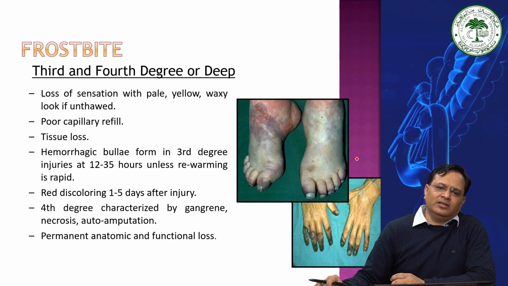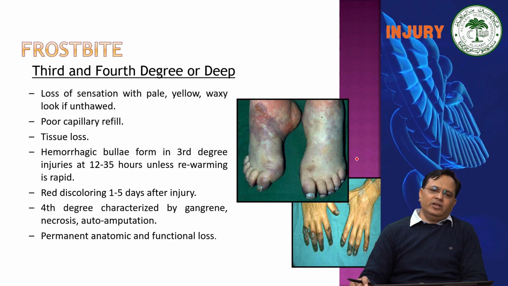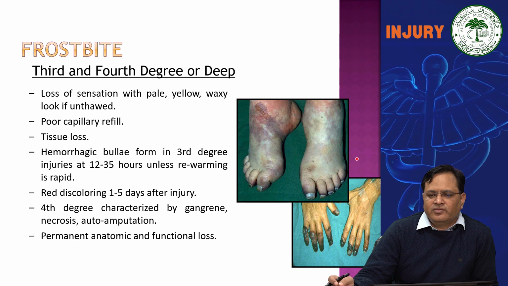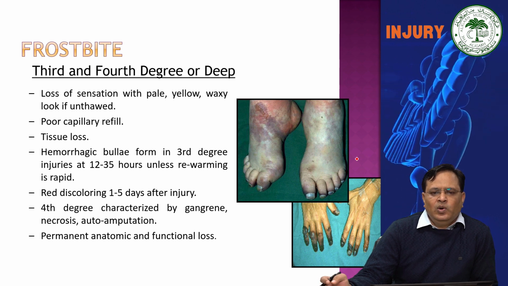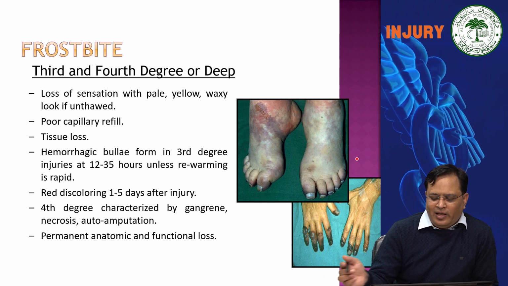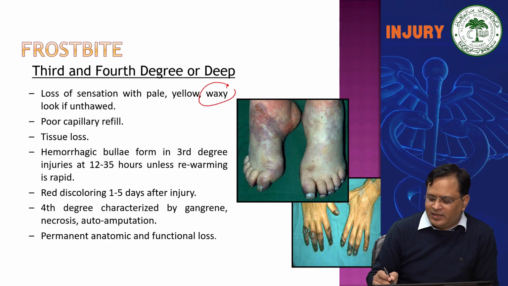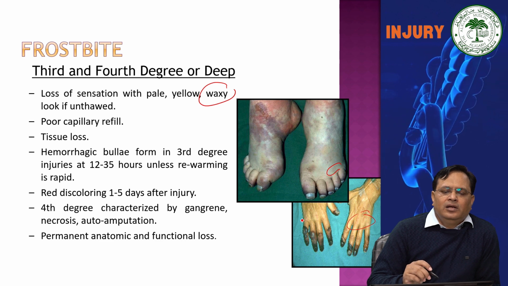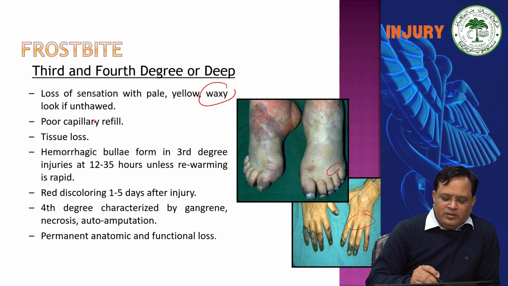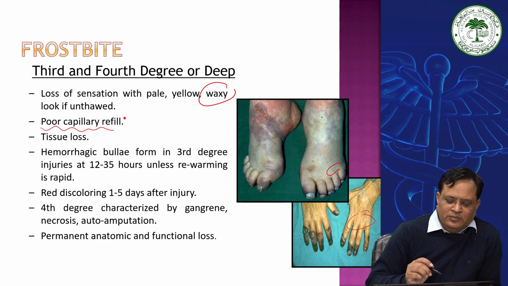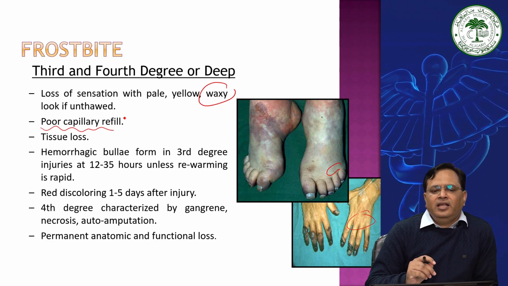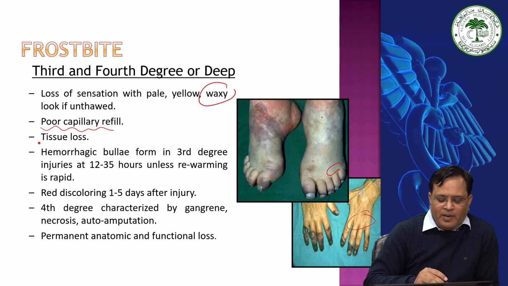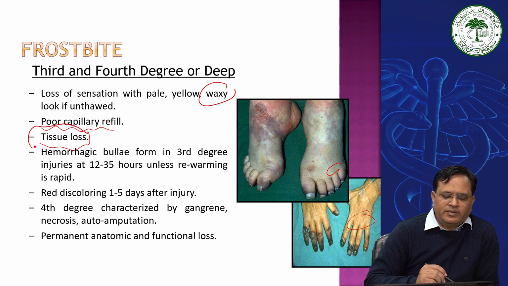We will be having a third and fourth degree, deep, with complete loss of sensation, with pale yellow, waxy condition. Sometimes a waxy condition like this happens. And third, poor capillary refilling, which means if the blood supply is re-established, there are chances of poor capillary refilling. Tissue loss can happen, which means gangrene can develop and a digit or toe can be lost.